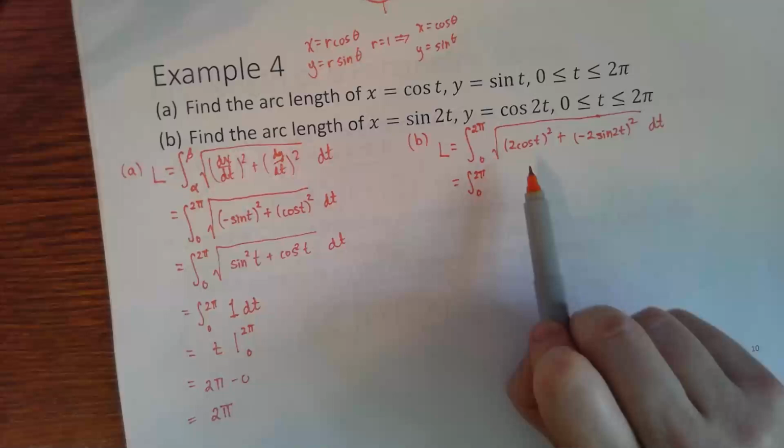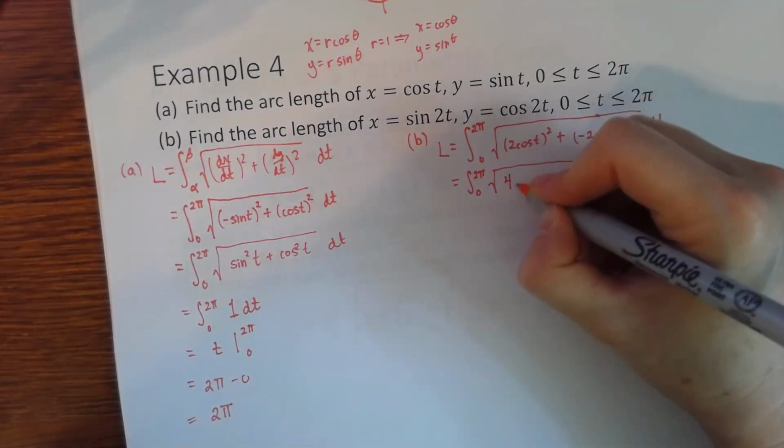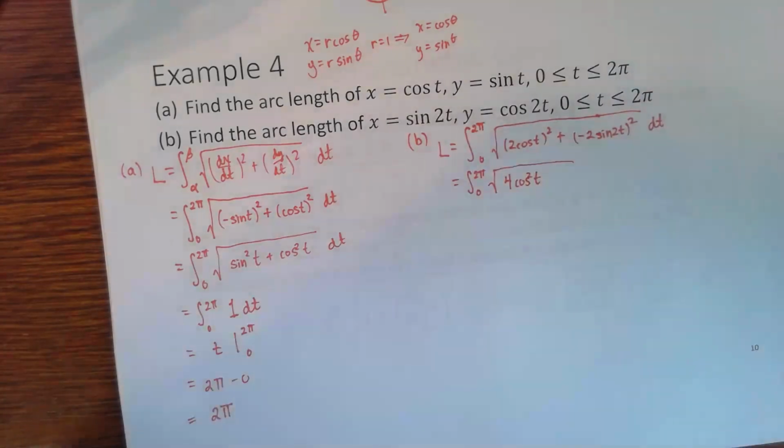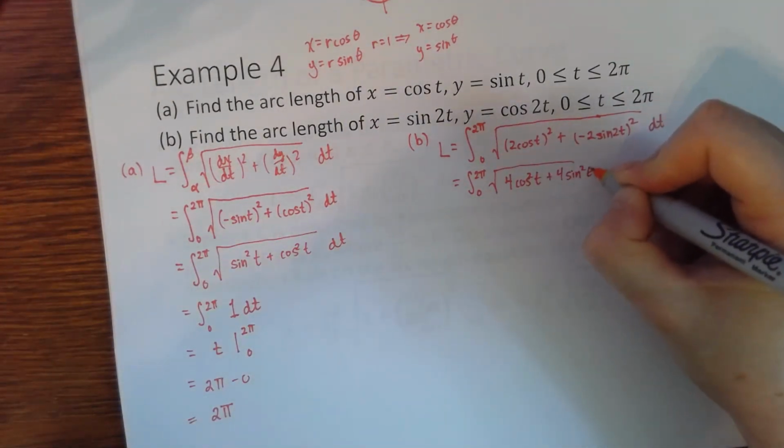Alright, and so if we square this, we're going to get 4 cosine squared of t. If we square this one, we're going to get 4 sine squared of t.